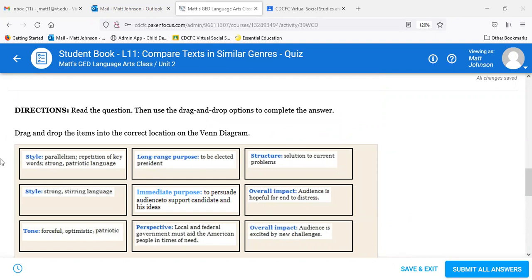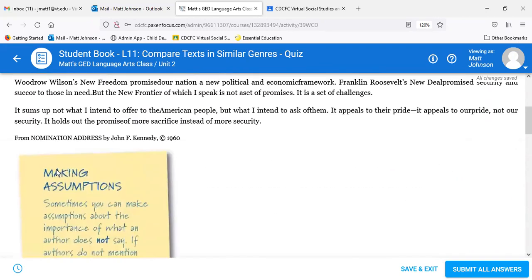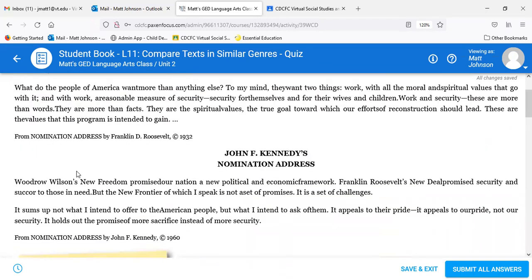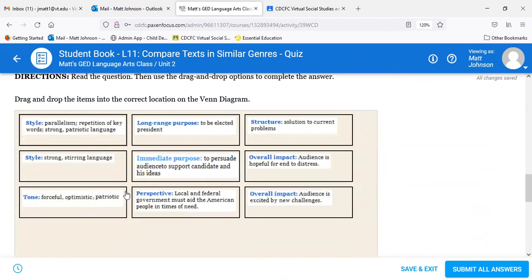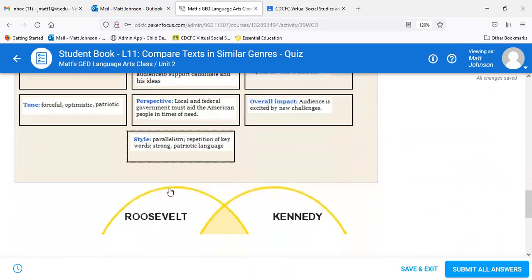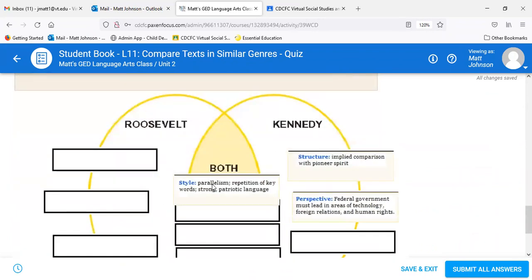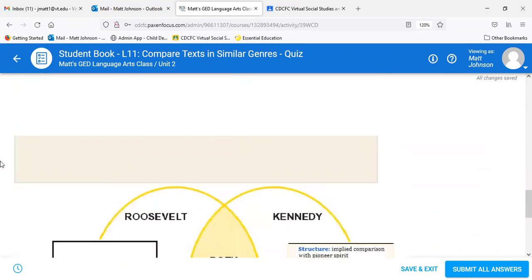Both, yes, right? We talked about parallelism. They both use that kind of rhythmic, repetitive phrasing that appeals to their pride, our pride. Roosevelt uses them as well. And they're both talking about patriotism, in different ways, but they are using that strong language. All right, so both for style.